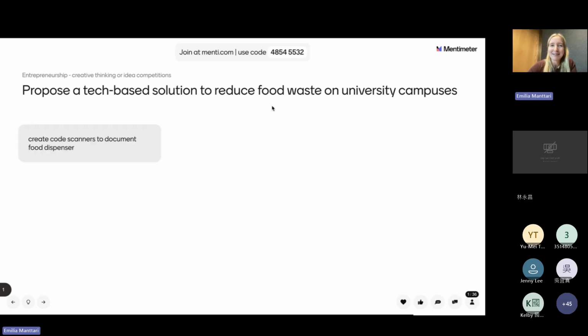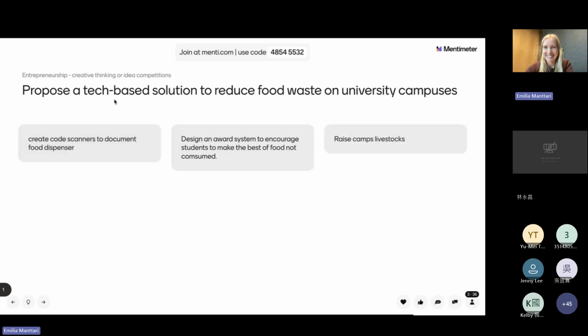I know that this might also be quite a hard question to think about, especially around lunchtime and if you've just eaten and so on. Let's see. Okay, we have create code scanners to document food dispenser. I love that. That's a great idea and also tech-based, so very well done. Then we also have design an award system to encourage students to make the best of food not consumed. That's cool. Raise cubs livestock. Yeah, okay.